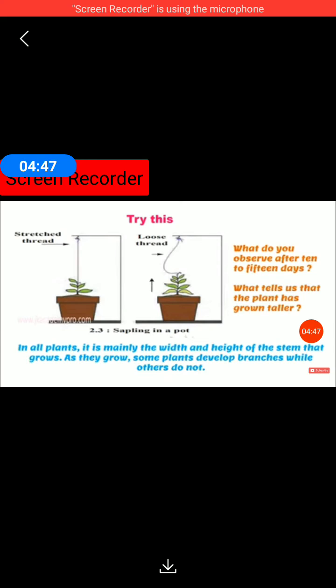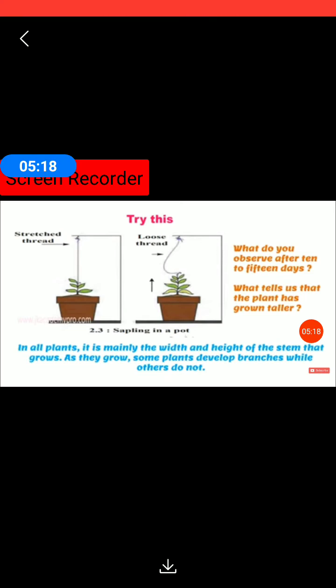Now try this activity. You take a small sapling of a plant in a pot and you attach a thread from the tip of the plant to the wall. Okay, so now keep it as it is for 15 days. Now after 15 days, what you will see is that before 15 days, the thread was stretched straight, right?